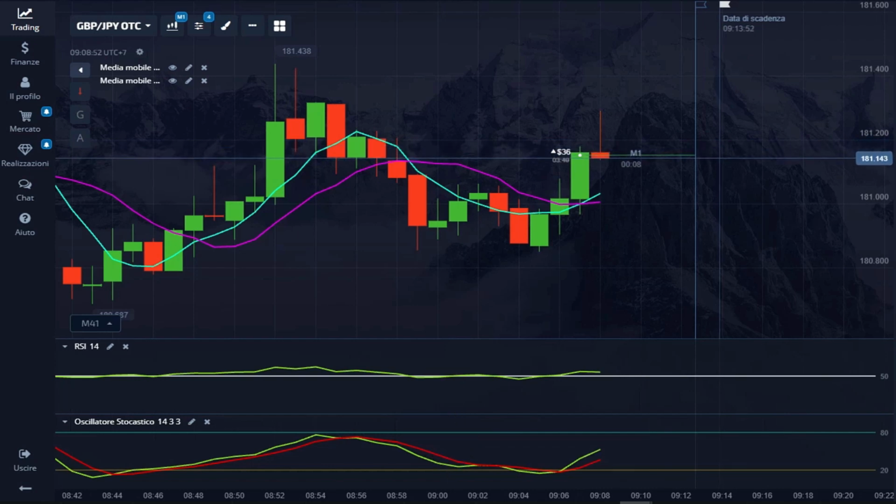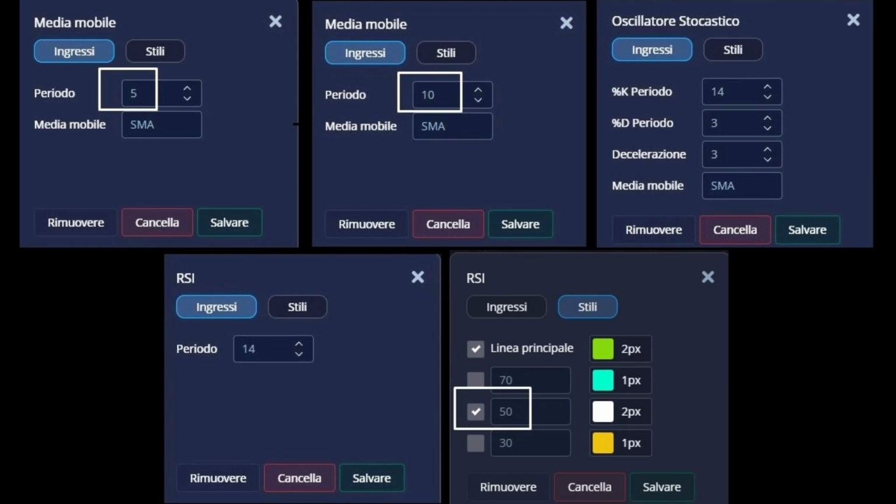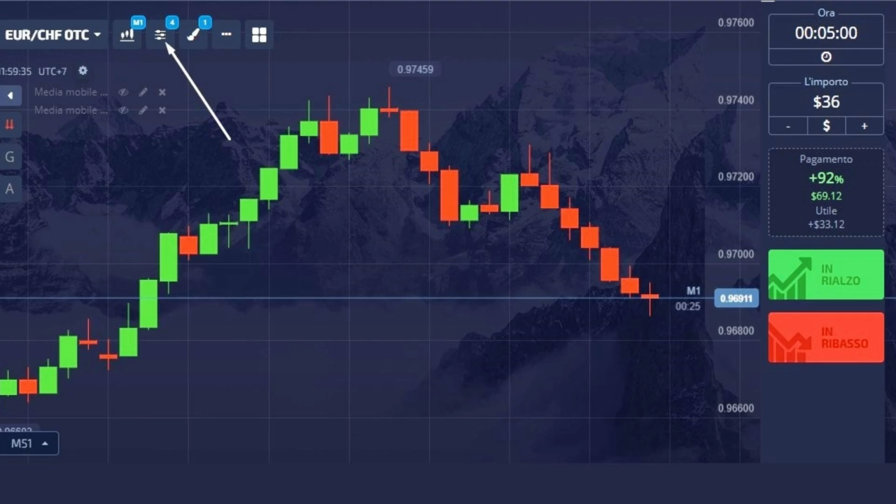Graphics tools. Moving average indicator period 5. Moving average indicator period 10. RSI indicator standard parameters with central line only. Stochastic indicator standard parameters. 1-minute candles and 5-minute expiration.